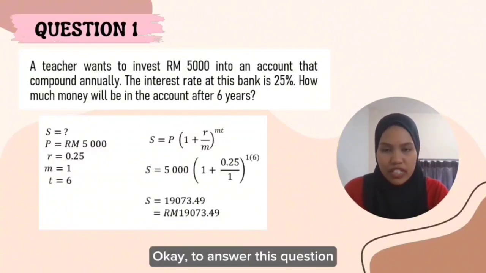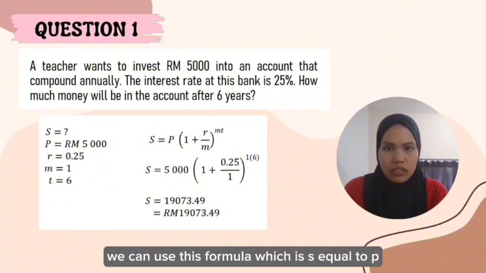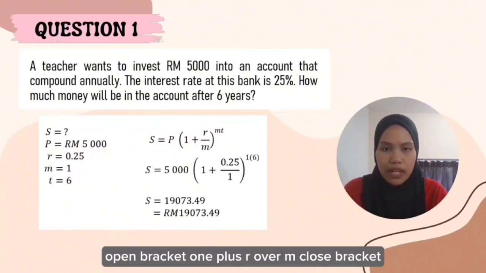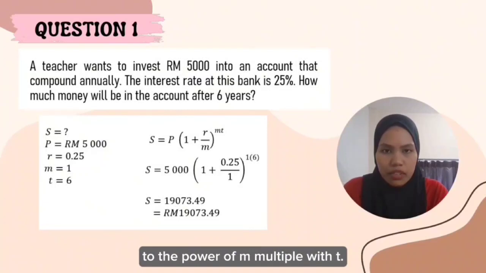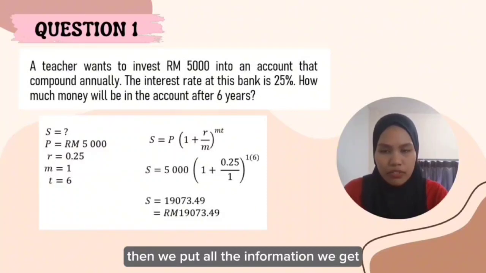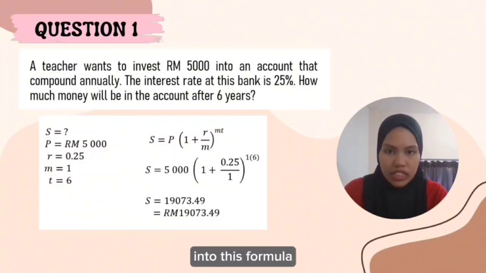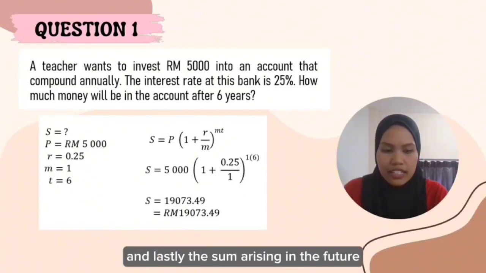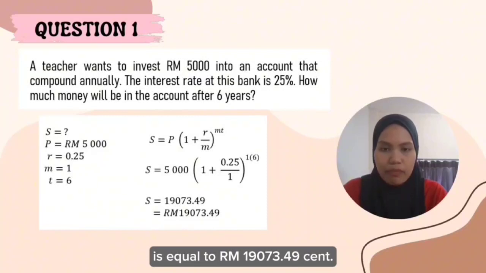Okay, to answer this question, we can use this formula, S equals P(1 + R/M) to the power of M multiplied by T. Then we put all the information we have into this formula. And lastly, the sum arising in the future is equal to RM 19,073.496.